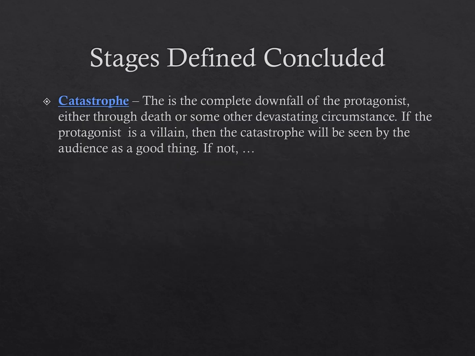And for that part where the catastrophe happens or the stage of the play is concluded, the catastrophe is the complete downfall of the protagonist, either through death or some other devastating circumstance. If the protagonist is a villain, then the catastrophe will be seen by the audience as a good thing. If not, then the other way around.